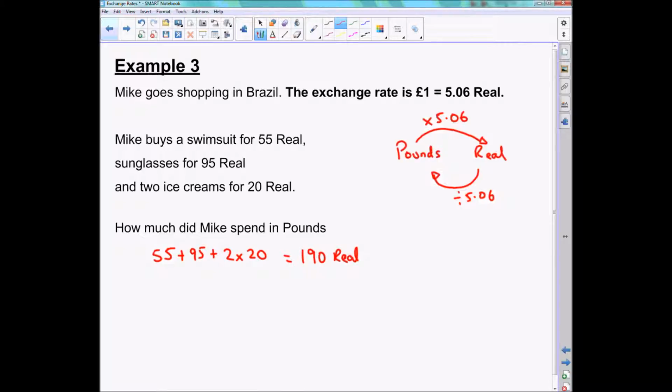So now all I need to do is change that 190 real back into pounds. So to change real to pounds, I take the 190 and I divide it by the exchange rate, 5.06. And doing that on a calculator, I get the answer of £37.55. And that I had to round to 2 decimal places.